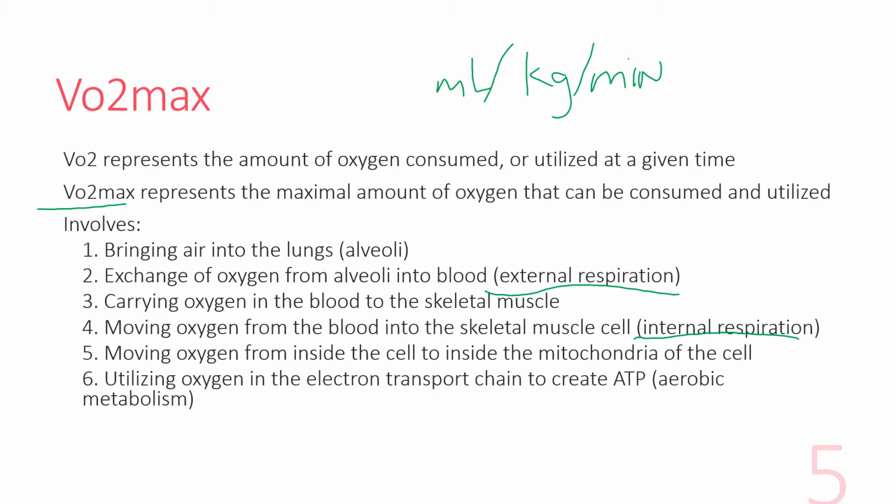So then once we get the oxygen inside of the cell, we're going to move it to the mitochondria of the cell because that's where aerobic metabolism occurs. Then we will utilize oxygen in the electron transport chain to create ATP. And this is known as aerobic metabolism.